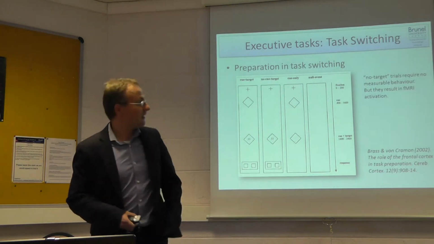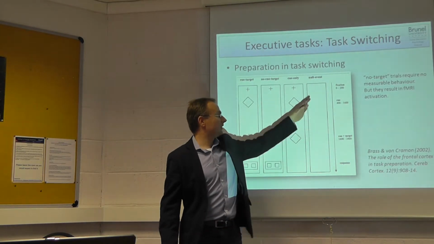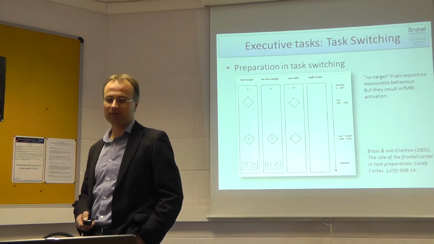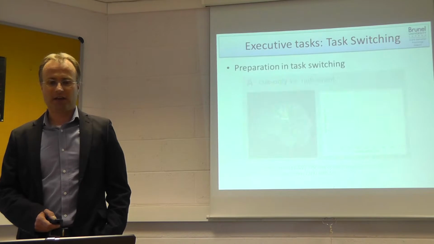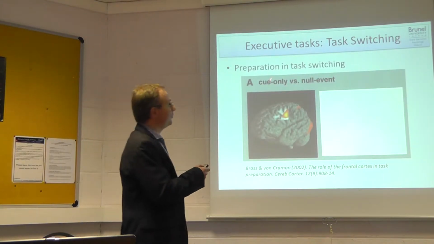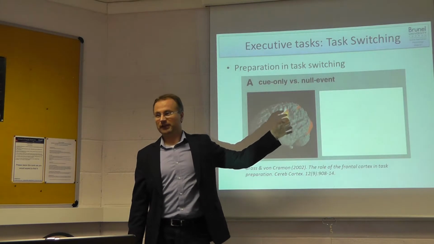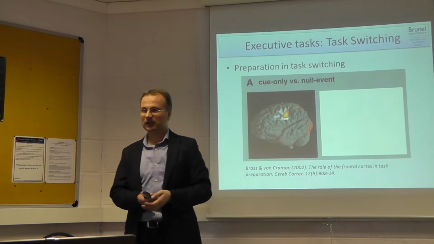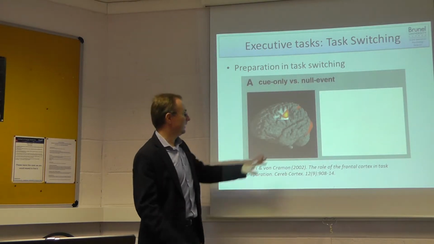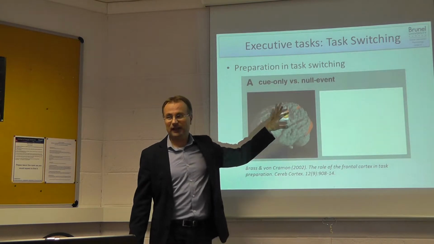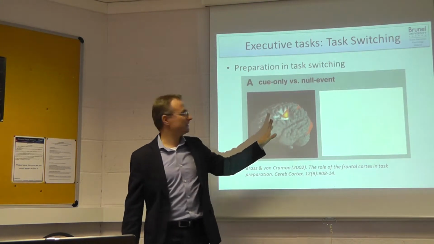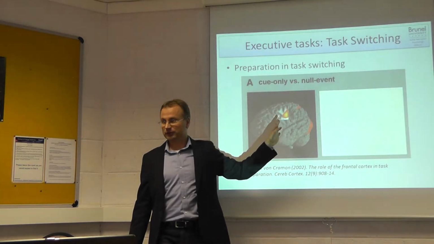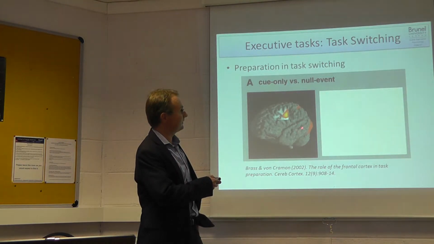Okay. And then they had what is called null events, trials where nothing happened, and they serve as a baseline to compare to. Okay, what are the results? And these are the cue-only trials versus the null events. That means this is activation which is solely due to preparation, but there's no over-behavior. And you can see that it's again the left lateral prefrontal cortex activated in a quite posterior way, close to the precentral sulcus, very close to the premotor cortex, but still.